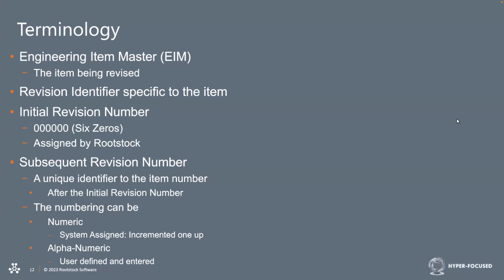The revision identifier is specific to that item. If you have an item that is under revision control, the very first number is going to be the 6 zeros. That's a default from the system. After that, you're able to assign a different format. You're going to see at the bottom that it could be numeric or alphanumeric, and then it's a sequential revision number. So it's a unique identifier that, once you get through the 6 zeros, you're able to define.